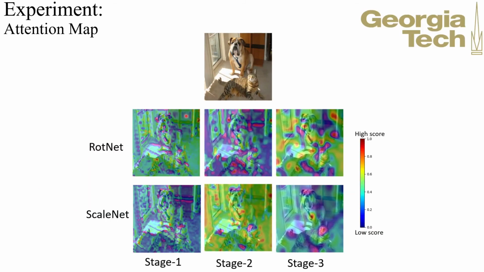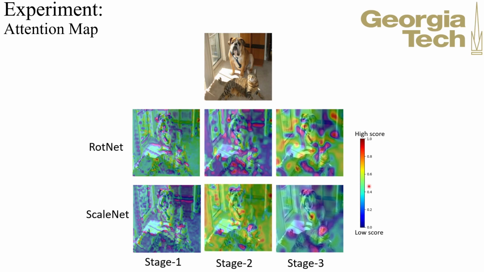The attention maps of ScaleNet and RotNet are generated in this figure. Both models learn high-level semantic representation of the image to fulfill the rotation prediction task. The attention map of the first stage of ScaleNet and RotNet indicates that ScaleNet catches more edge information than RotNet, which confirms that edge information is of vital importance for the rotation prediction task.